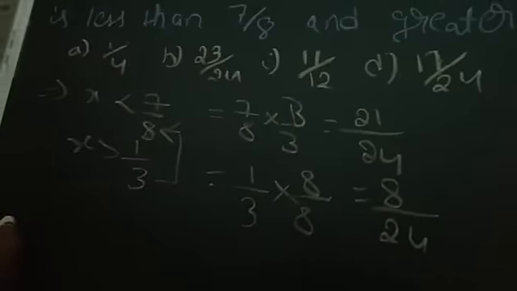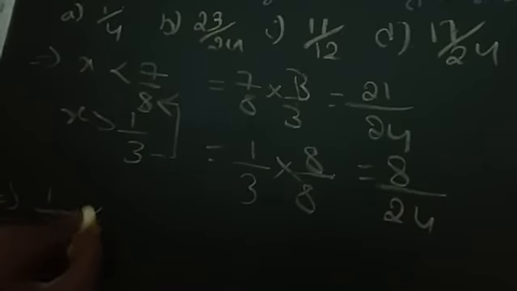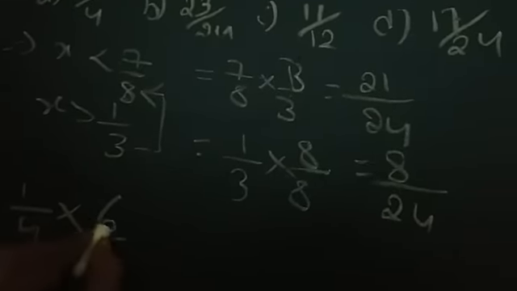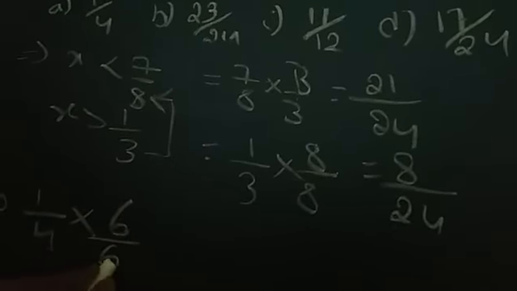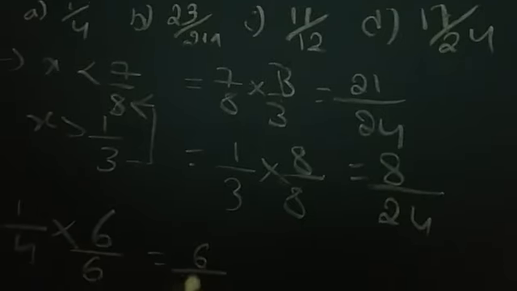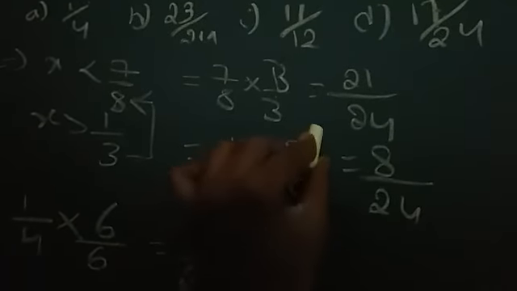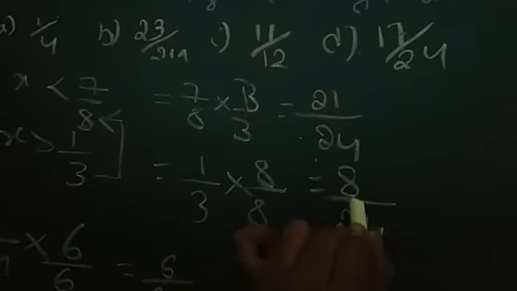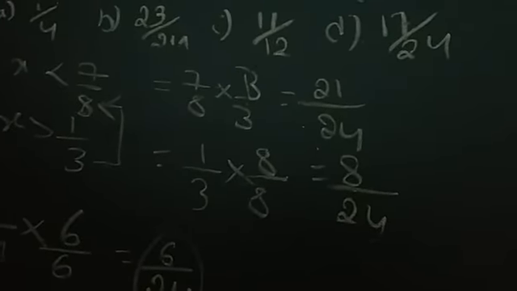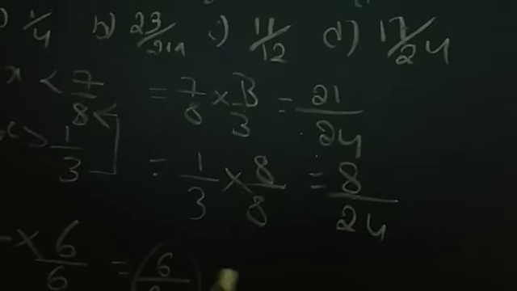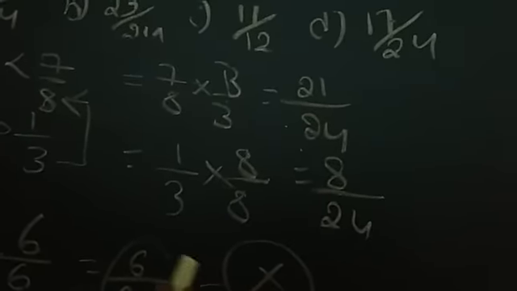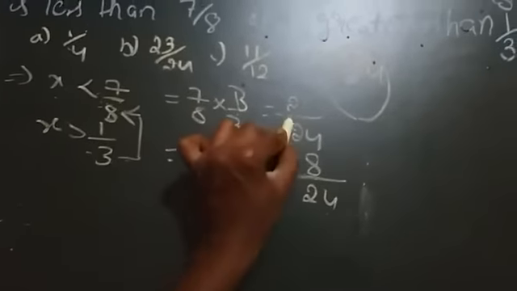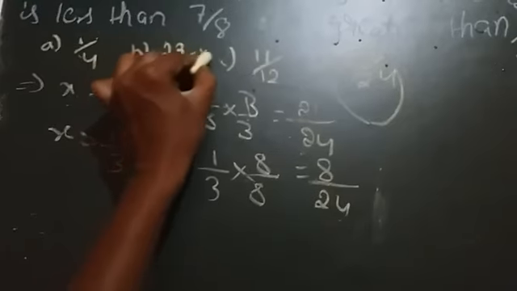So now let us check with the options. 1 by 24, 1 by 4. Here you have 4. To make it as 24, 4 6s are 24, so divide and multiply with 6. 6 by 24, right? 6 by 24 is less than 21 by 24 and it should be greater than 8 by 24, but 6 by 24 is not greater than 8 by 24, so the first option is not correct. Check the second option, 23 by 24. 23 by 24 is greater than 21 by 24, so it should not be the answer.